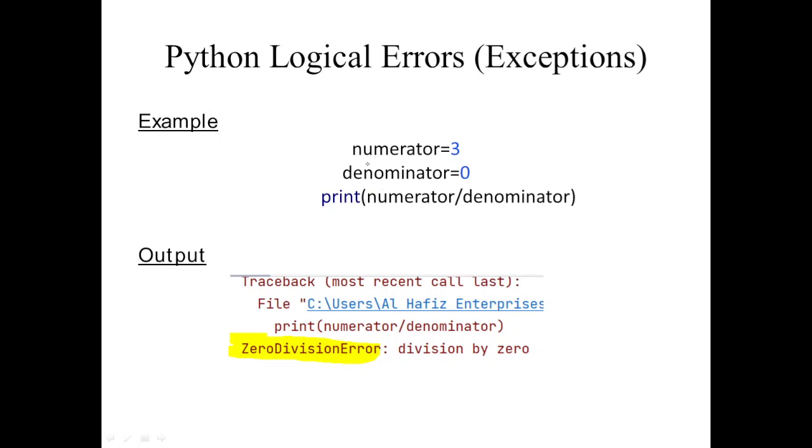Here is an example. Two variables are given, numerator and denominator, and we want to divide them. But since we are going to divide 3 by 0, there will be an error which is called zero division error. Such types of errors are also called exceptions.